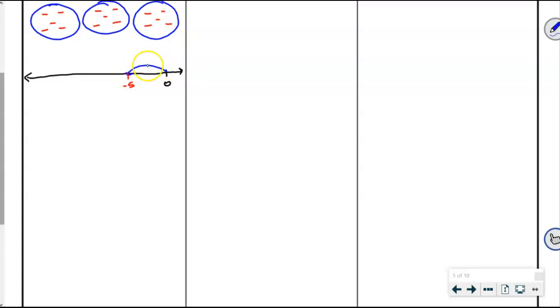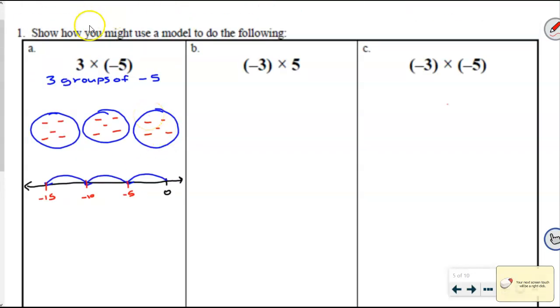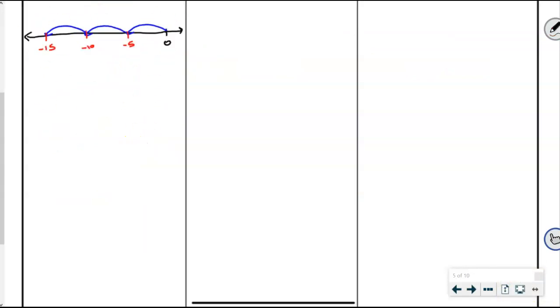Here's a second group of negative 5, which means I'm going to be down here at negative 10 now. And a third group of negative 5, which means now I'm all the way down here at negative 15. Which makes sense because we also had 5, 10, 15 counters, all of them negative, meaning it's negative 15 there as well. There's other ways that we could have drawn it. We could have drawn an array. This one is going to be just a little bit more time consuming.